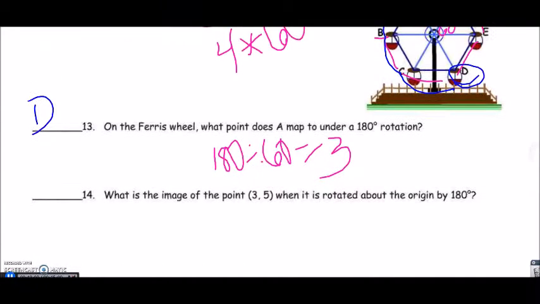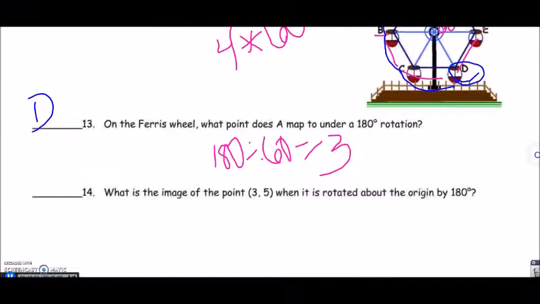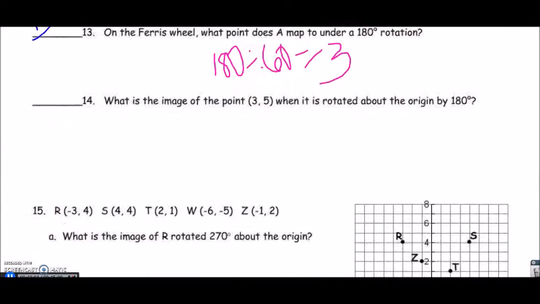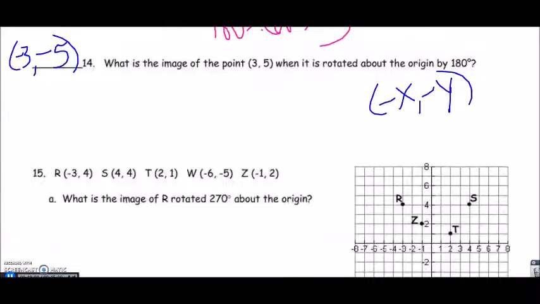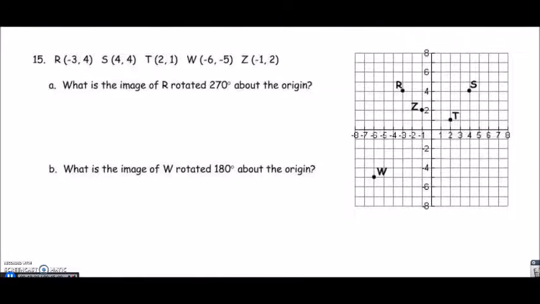What is the image of (3, 5) when it is rotated about the origin by 180 degrees? Your 180 is going to be (-x, -y), which means they stay where they're supposed to be. You just change the signs. And so it would be (-3, -5). Once again, I got that from the thinking map.